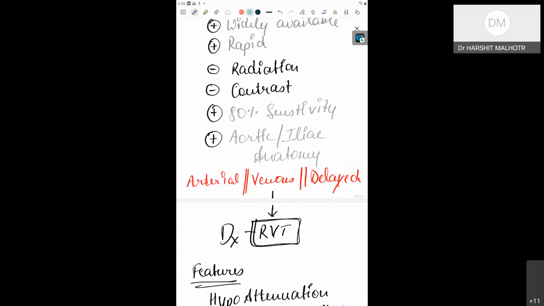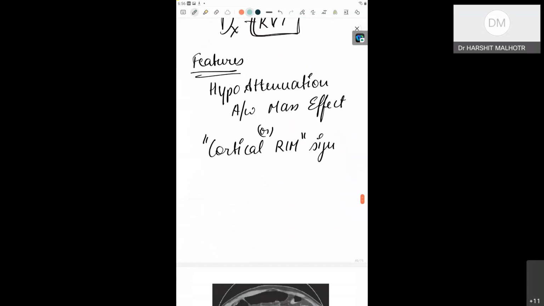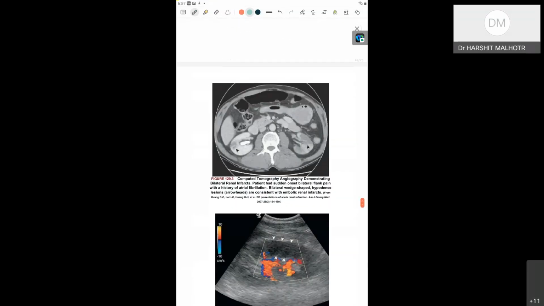Now, what do we see? There's a hypoattenuation because now the dye is not reaching that area, either because of an embolus or an ischemia or hypoperfusion associated with a mass effect. Also, there's a cortical rim sign. What is happening is there's a circumferential rim of functioning glomeruli which gets enhanced by the dye, because of the other arteries which are filling up, but that particular ischemic area doesn't get filled up. So this is what we see.